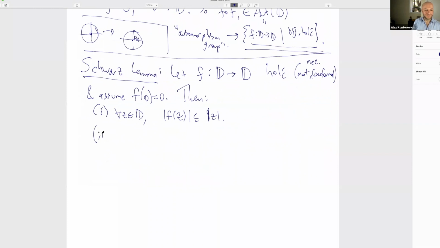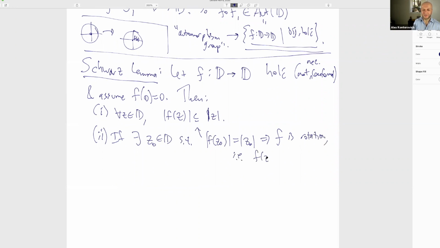Second of all, if you have a single point where this is an equality, then f is a rotation, i.e., f of z is just some constant times z where the constant has absolute value 1. Right, so it's e to the i theta.